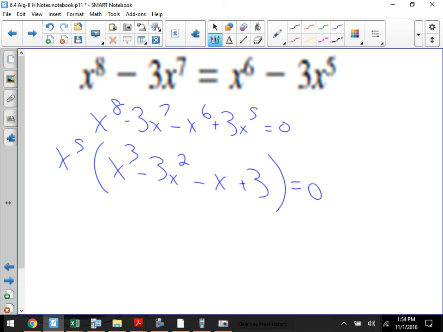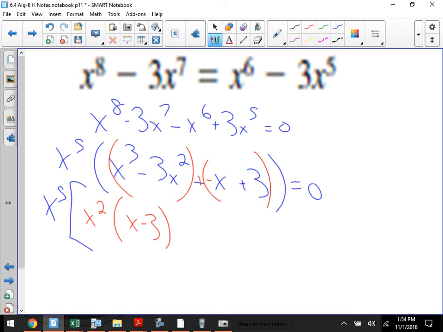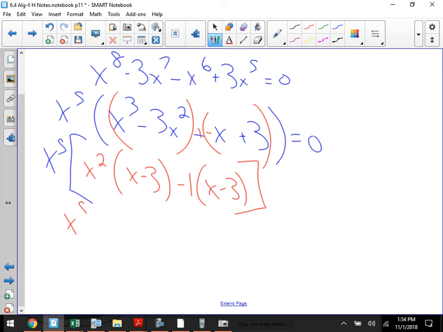Now, group it. That x to the fifth is still out here. If I put parentheses around these two guys, what's their GCF? In the secondary terms, make sure you take out the negative. And now you get x to the fifth, x minus 3, x squared minus 1.